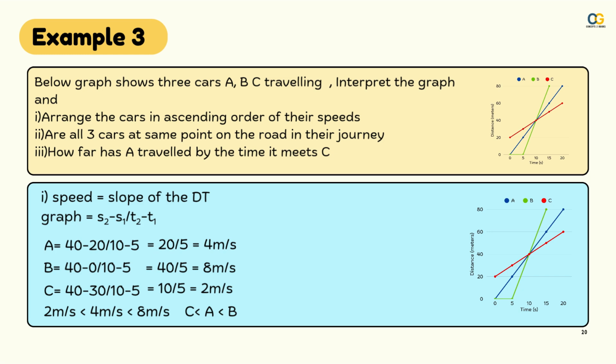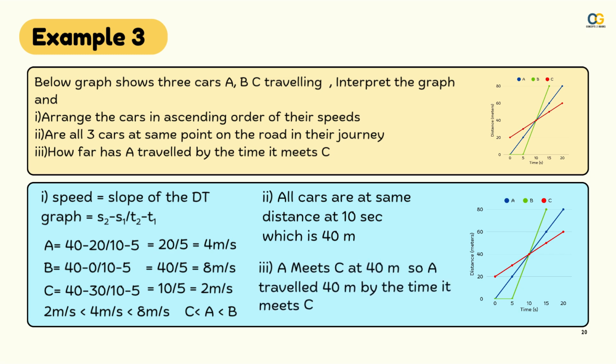Now, to answer the next question, are all three cars at the same point on the road in the journey? Yes, there is a point in the graph where all three lines meet, which shows that all three cars are at a distance of 40 meters at the same point of time. Next, how far has A traveled by the time it meets C? A meets C at 40 meters. So A has traveled 40 meters by the time it meets C. This is what we can conclude from this graph.